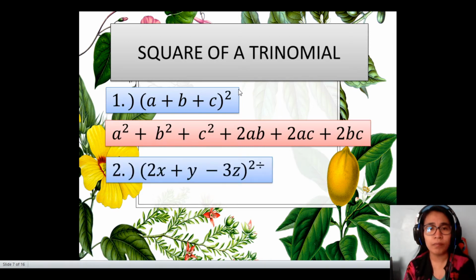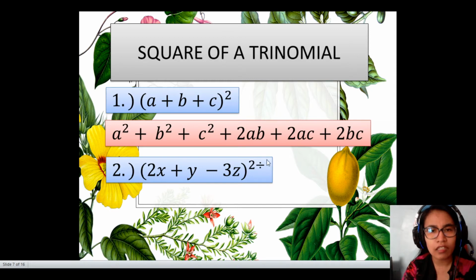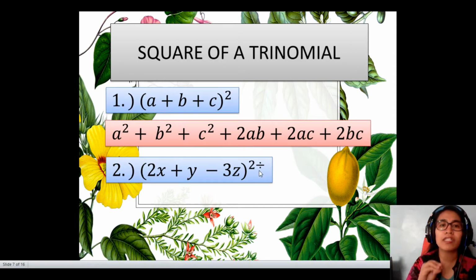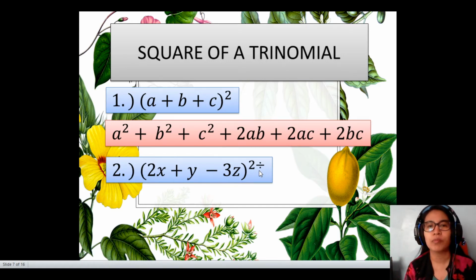Another example, we have 2x plus y minus 3z, squared. Don't mind this division sign here. 2x plus y minus 3z squared. How about if it looks like this? So let me show you the solution first, or explain first. Again, we will square the 2x, but when we square that, it should be in a parenthesis because it has a numerical coefficient 2.